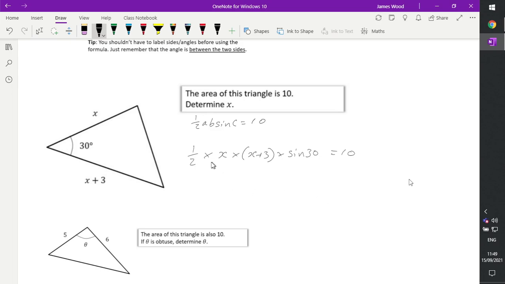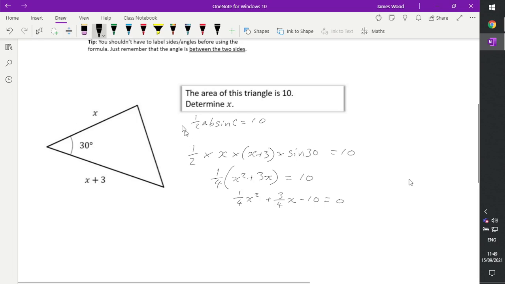So I've got half times x plus 3 times sine 30. Well, sine 30 is equal to a half. So I've actually got a half times a half in here. So that's a quarter. And then if we multiply this out, I'll get x squared plus 3x equals 10. So I'm going to have a quarter x squared plus 3/4 x minus 10 equals 0. So I've now just got a quadratic to solve.